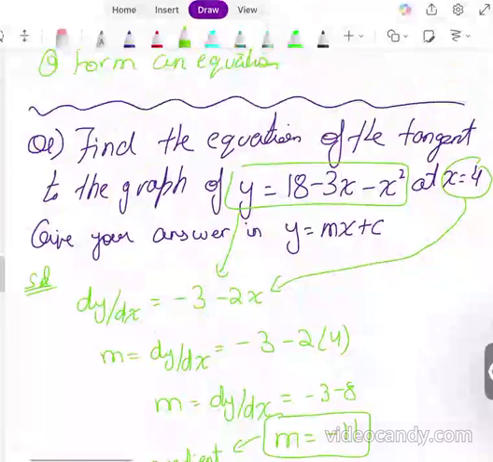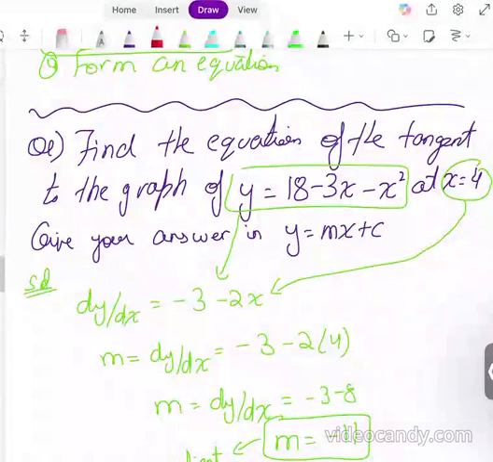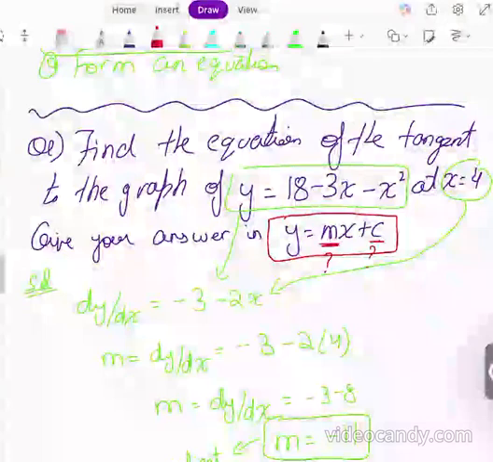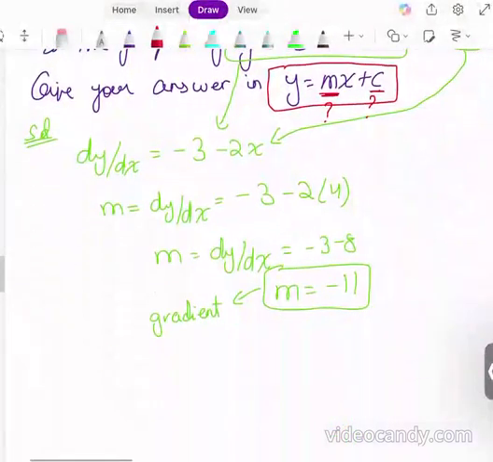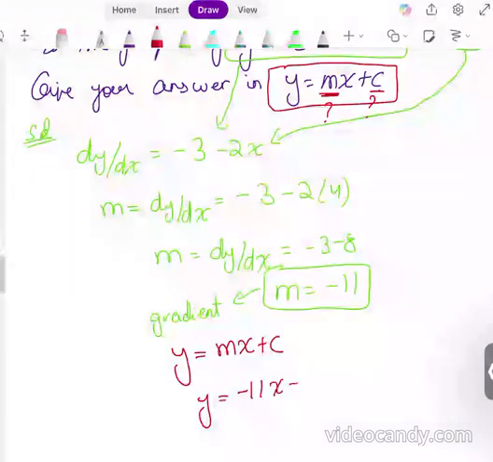Now the next step is to find the constant value. What is the constant? Now I will show you. You can see they have given in the question to give your answer in the form y is equal to mx plus c. m is basically the gradient, c is the constant. If we want to find the equation of the tangent, we have to find these two values, gradient and constant. Now how can we find the constant? Listen to me very carefully. y is equal to mx plus c. The value of m is minus 11, so y is equal to minus 11x plus c.